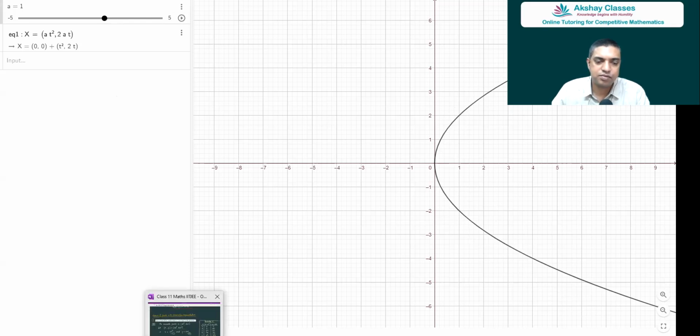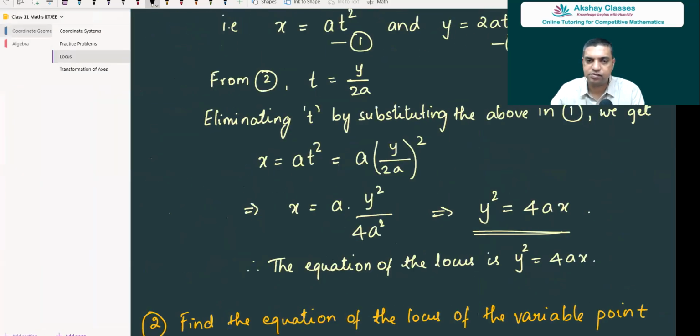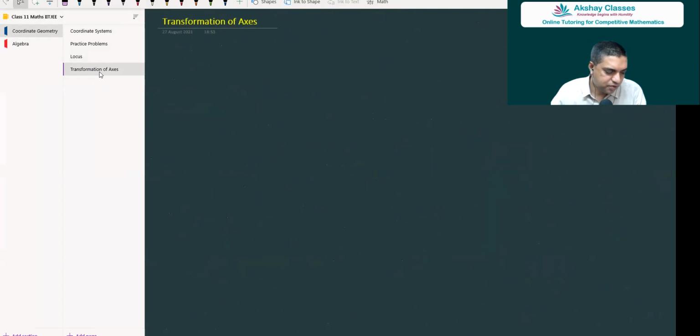So next, the concept of transformation of axis. Now, transformation of axis is something very important to use in physics and many mathematical problems. It has a tremendous application in physical concepts.